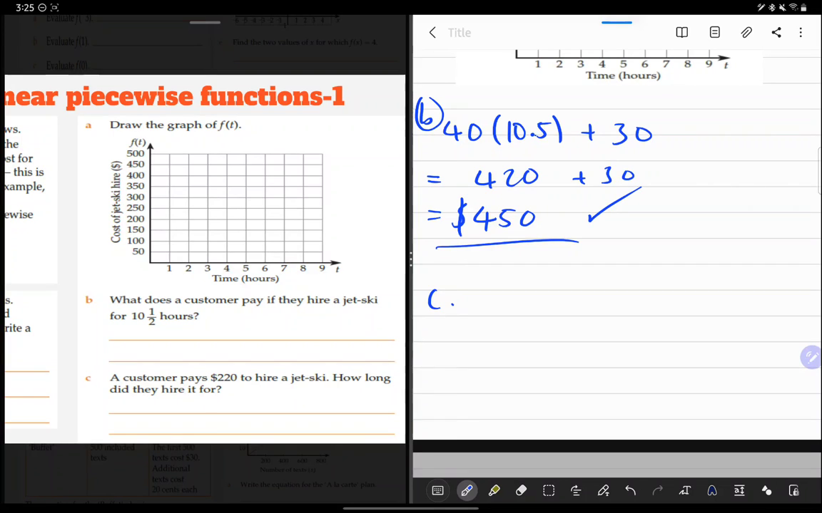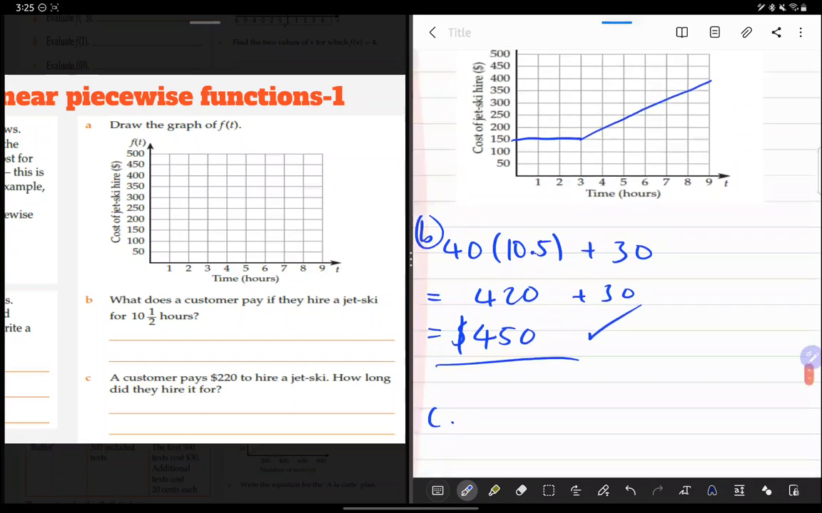C. A customer pays $220 to hire a jet ski. How long did they hire it for? Okay, cool.